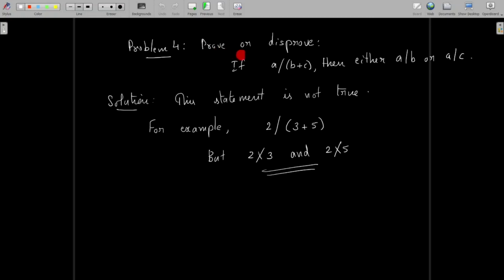And the last problem: prove or disprove that if A divides B plus C, then either A divides B or A divides C. This statement is not true. We have to disprove this statement by giving an example. Consider the example: 2 divides 3 plus 5, because 3 plus 5 is 8, and 2 into 4 equals 8, that is, 2 divides 8. But 2 doesn't divide 3 and 2 doesn't divide 5. Therefore, if A divides B plus C, then A may not divide B or C. In the next class, we will discuss some more problems.